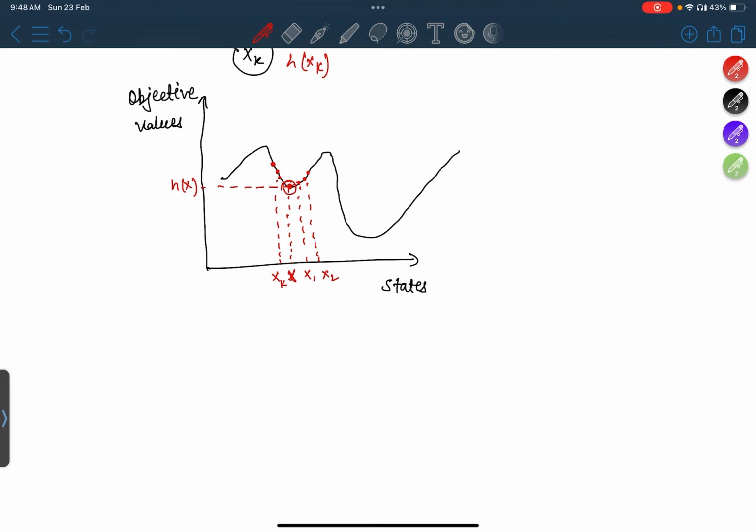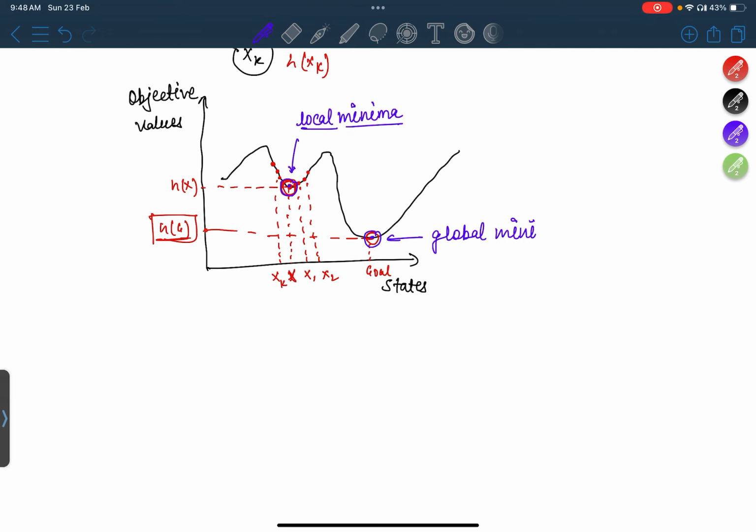So the algorithm will think that it has reached the solution. But the actual solution is this one, this is the goal, where this is the minimum value. Even though that was not a goal, our x will be returned as a solution. So this is one of the limitations of hill climbing, known as a local minima. Local minima means this is the minimum value around this region, and this is known as the global minima, the overall minimum value for all these states that we are talking about.